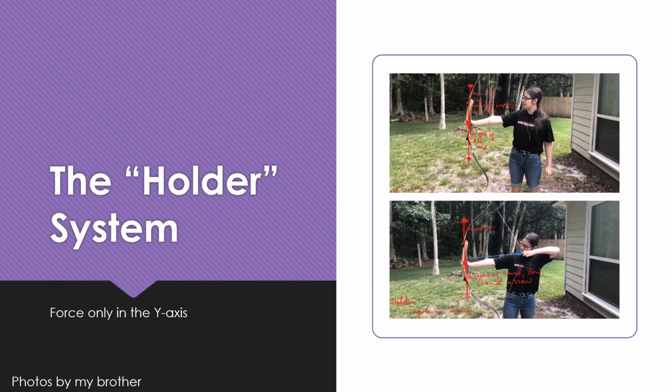And next, we have the holder system. This one only has movement and force in the y-axis, because it's literally just holding it. It's not being pulled by anything. It's just standing there. It's your anchor.